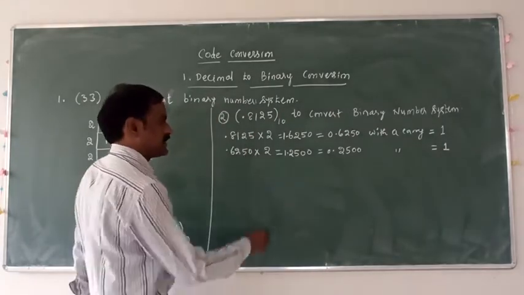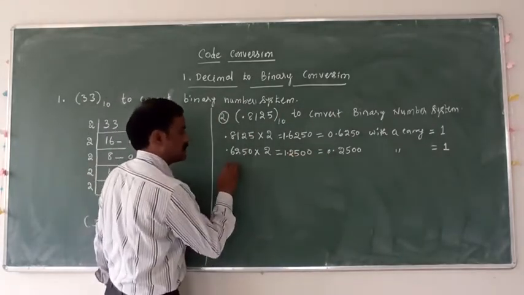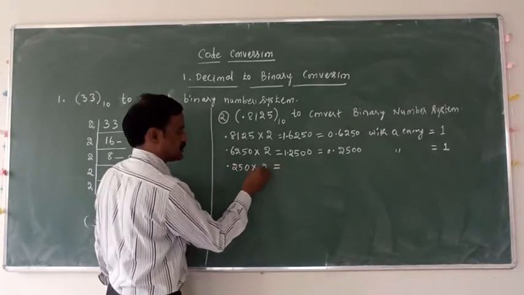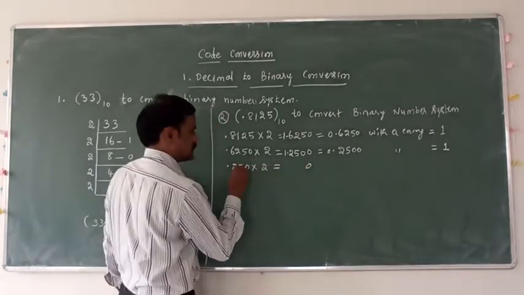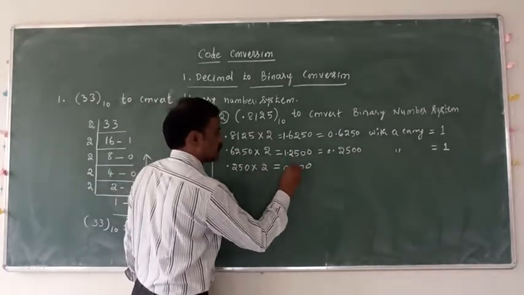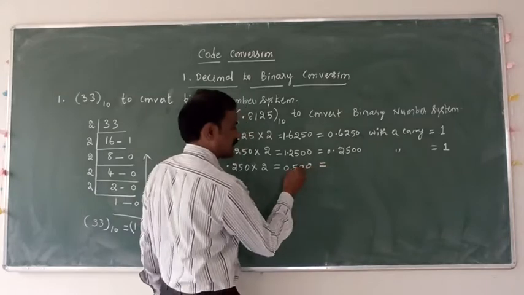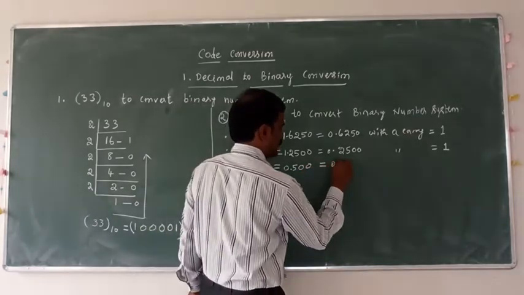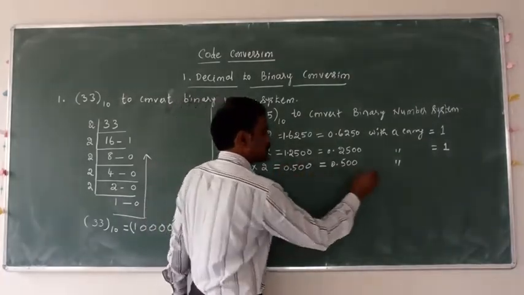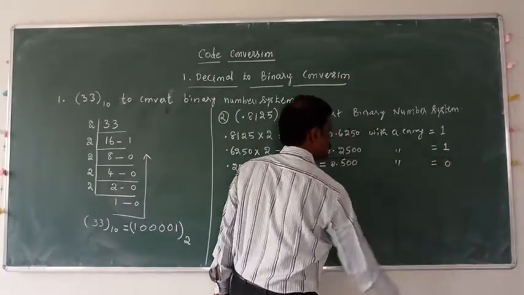Next, we write 0.250 times 2. 5 times 2 is 10, write 0, and 2 times 2 is 4, plus 1 is 5. Now the result we write as 0.500 with a carry, and here the carry is 0.